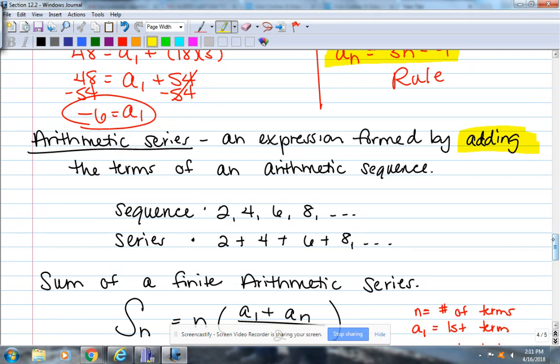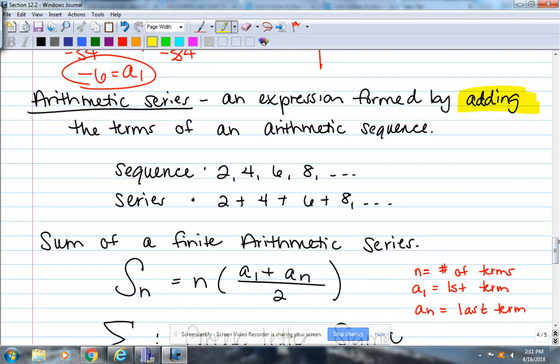So, here's our formula for how to find the sum of a finite arithmetic sequence. Now, I gave you a little key over here. Here's another formula for us to memorize and put into our bank of knowledge that we may or may not ever use again in our life. Pass this class.